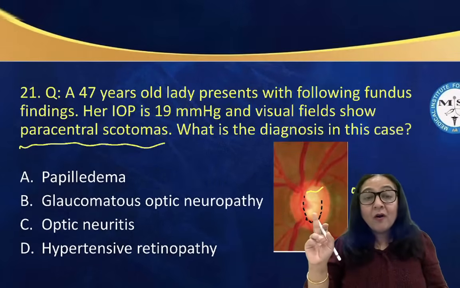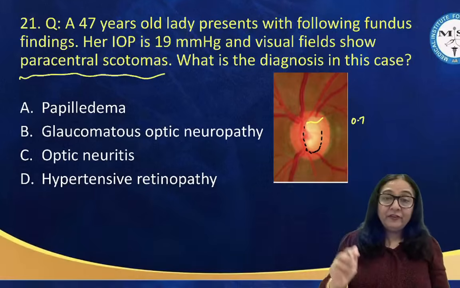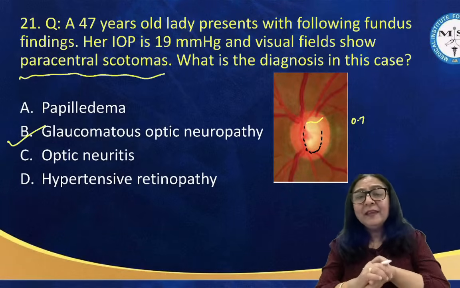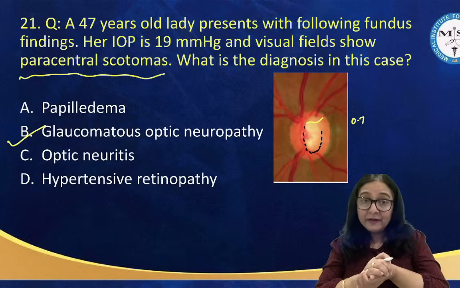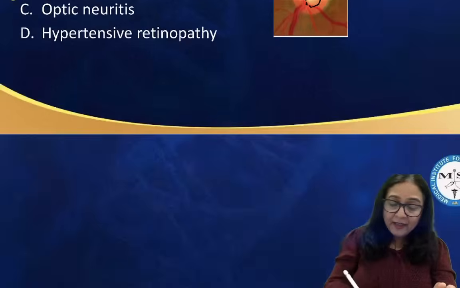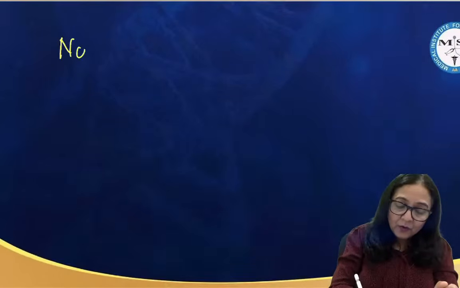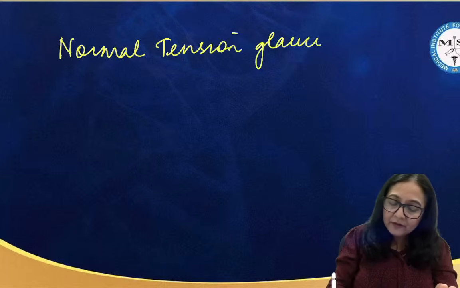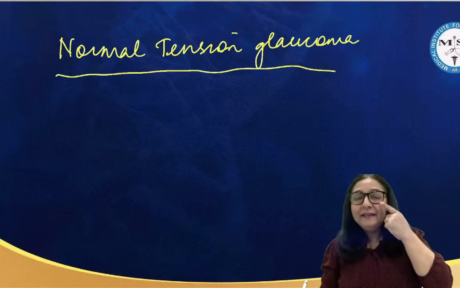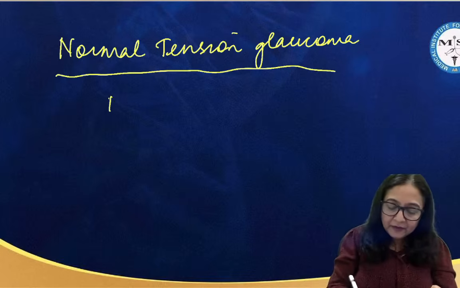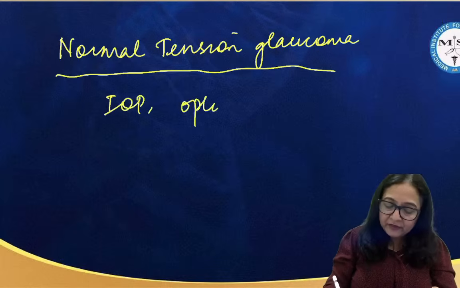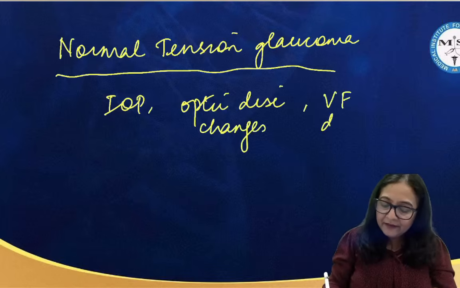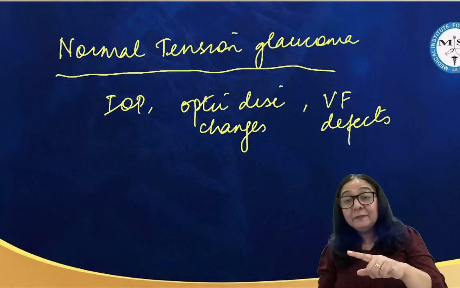So this is indicative of glaucomatous optic atrophy, bache. Glaucomatous optic atrophy. Now here you might ask me, ma'am, the pressure is normal, 19 millimeter of mercury. So it is normal pressure, but this can be a normal tension glaucoma. Intraocular pressure is not the only criteria. So you have to see intraocular pressure, optic disc changes, and the visual field defects. Visual field defects and optic disc changes are abnormal in this patient.